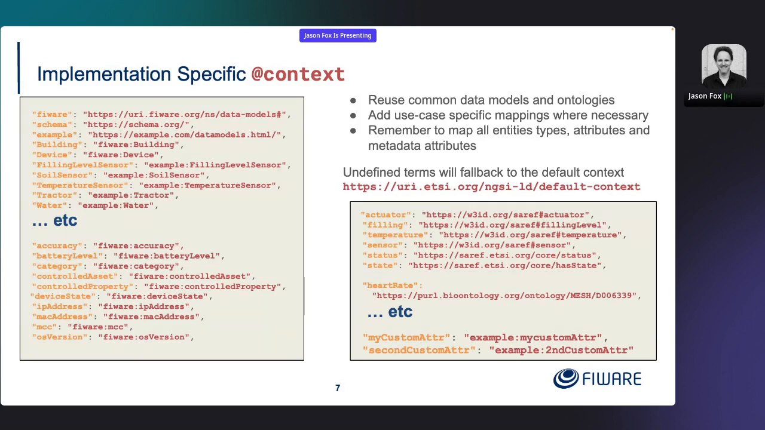You'll notice that some of my values are something colon something rather than a full IRI, and that is because what JSON-LD will do for you is it will prepend however I've defined example. I've defined example as https://example.com/datamodels.html/ into the IRI for you.